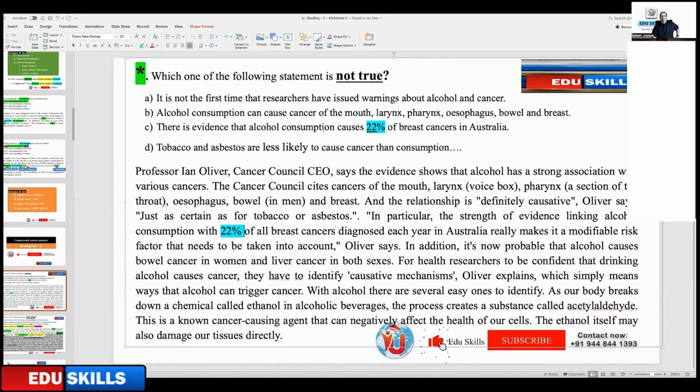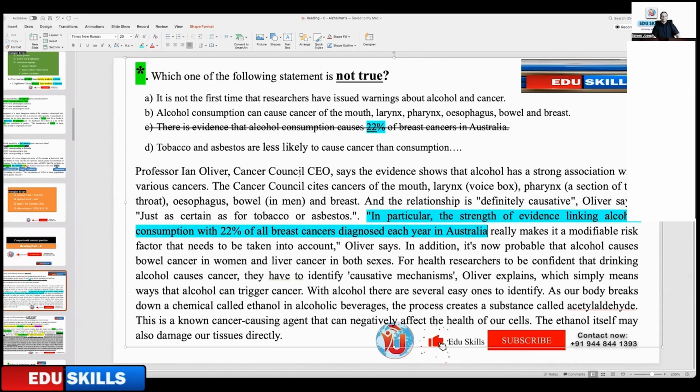What is it? There is evidence that alcohol consumption causes 22% of breast cancers in Australia. In particular, the strength of evidence linking alcohol consumption with 22% of all breast cancers diagnosed each year in Australia really makes it a modifiable risk. So this is there, right? It is true according to the passage. So we are eliminating true ones. The question is which one of the following statements is not true? So this is clearly given here, so we have eliminated this one.